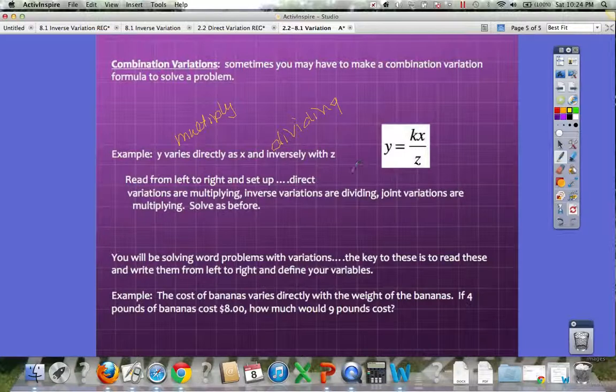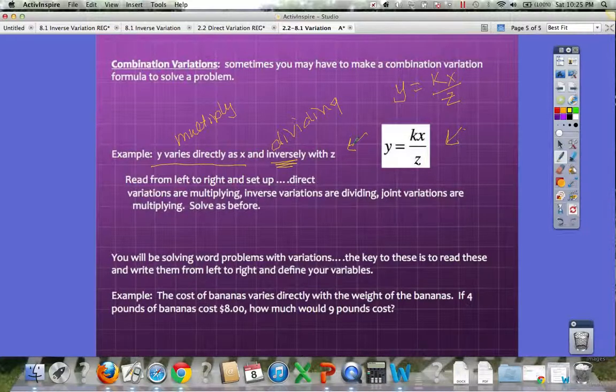Okay? So if that's the case, it says y varies directly as x. Remember, you have to have the k in there. So y varies directly as x is the y equals kx thing. And then it says inversely with z. That means dividing by z. Okay? So set up your formula reading directly left to right. Alright, so this is where you get this formula for this particular setup.